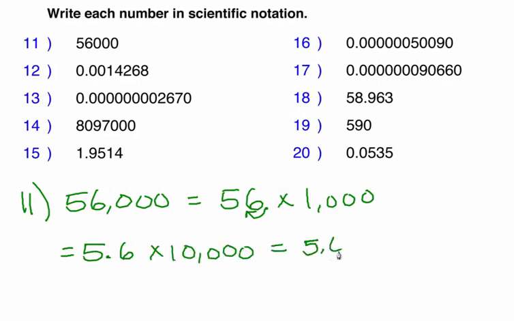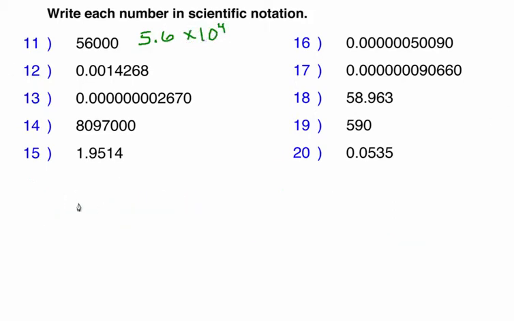So 5.6 times 10,000, well, we know that 10,000, let's see, we have 4 zeros here, so that is 10 to the 4th power. We can write 5.6 times 10 to the 4th as the scientific notation of 56,000. So I'm going to write that answer up here, 5.6 times 10 to the 4th. I'm going to skip around and do another example where we're going to end up with a positive exponent, and then we'll get back to negative exponents in a minute.